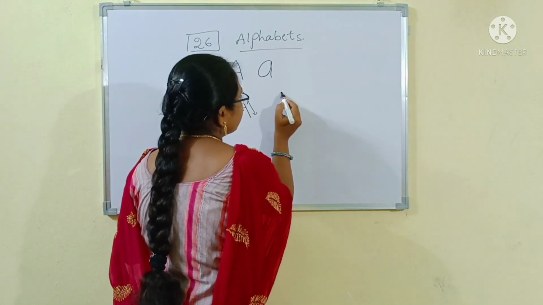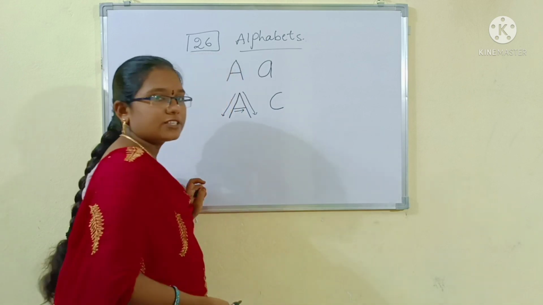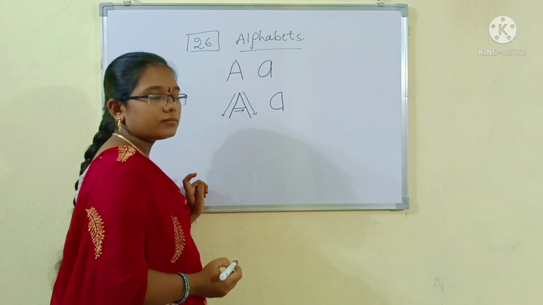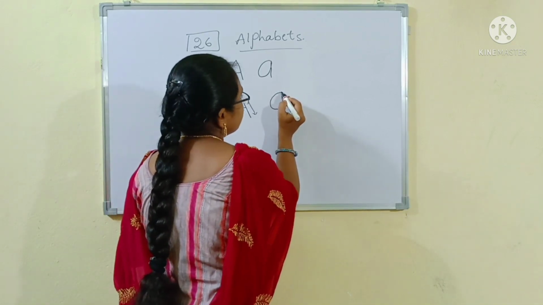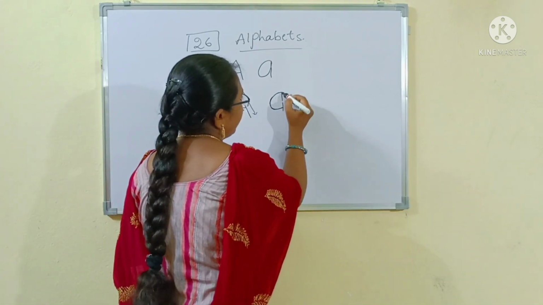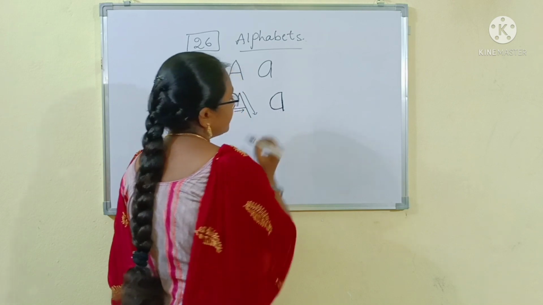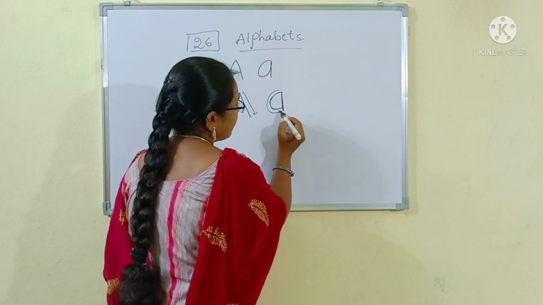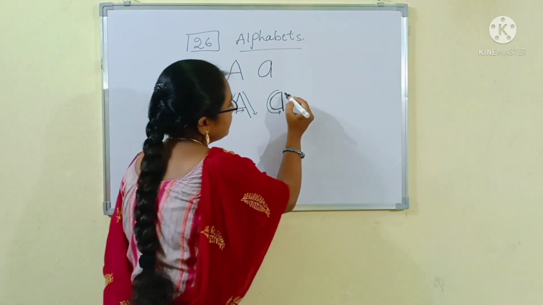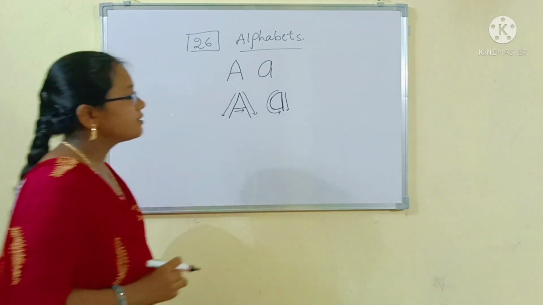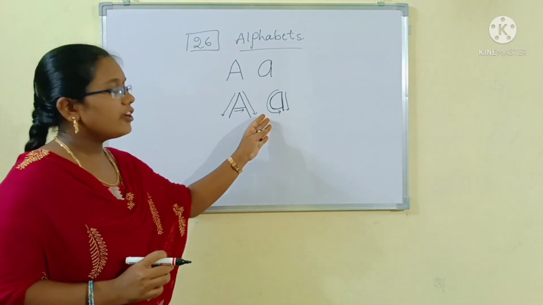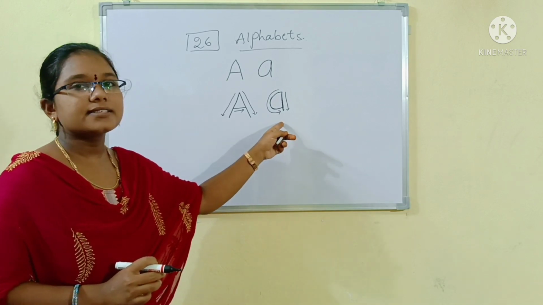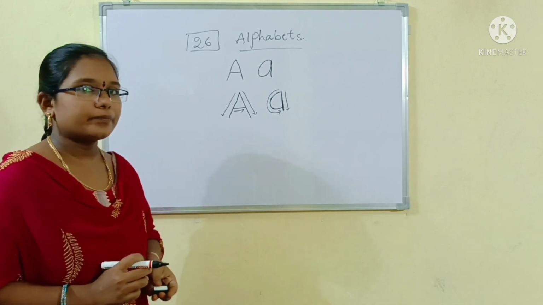And then how do we write small A? First you draw a curve, left curve. And then you draw a standing line. Okay? This is small A. In which direction do we write? Like this. This is the way of writing a capital letter A and this is the small letter A.